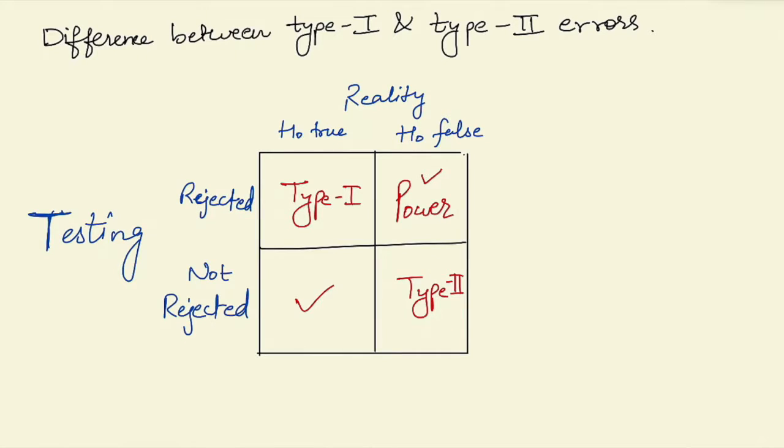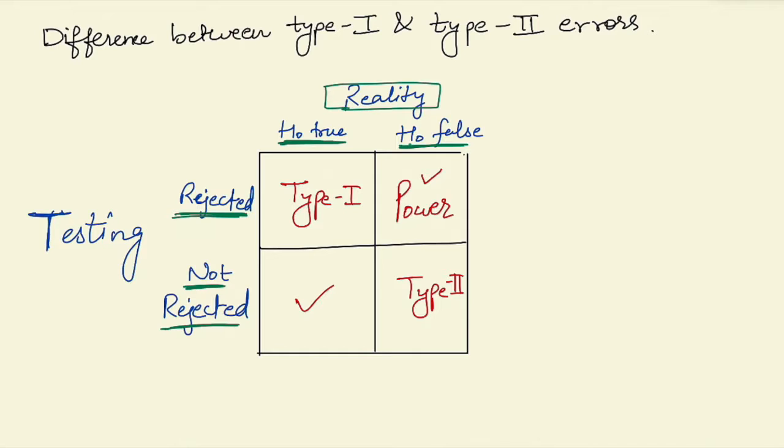Hi everyone, in this video we are going to discuss the difference between type 1 and type 2 errors. When we do hypothesis testing, we have two cases. Either our null hypothesis is true or our null hypothesis is false in actual reality. But whenever we do hypothesis testing, we can either reject the null hypothesis or we cannot reject the null hypothesis.